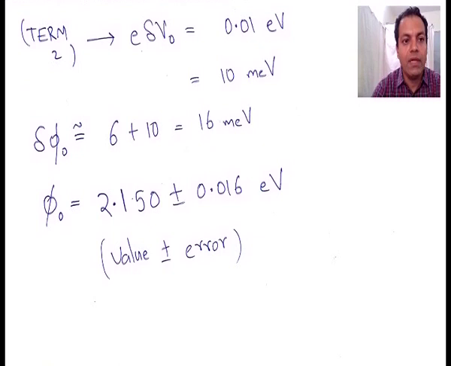What do we get from term 2? The uncertainty in term 2 is related to the error or the uncertainty in the stopping voltage, and this is clearly found to be 10 milli electron volts. The total uncertainty in the work function then becomes 6 plus 10 or 16 milli electron volts, and we can report the value of the work function plus minus its error as 2.150 plus minus 0.016 electron volts.